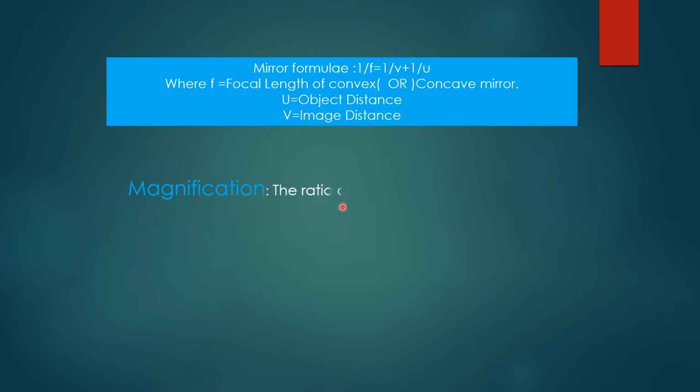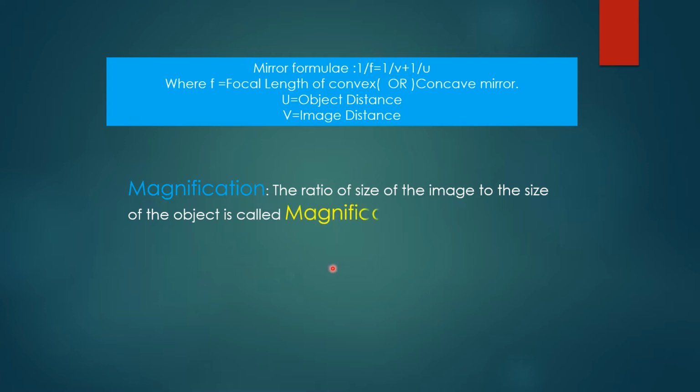Already you studied magnification in your previous class. Magnification is defined as the ratio of the size of the image to the size of the object. It is denoted by the symbol m. The ratio of the size of the image to the size of the object is called magnification.